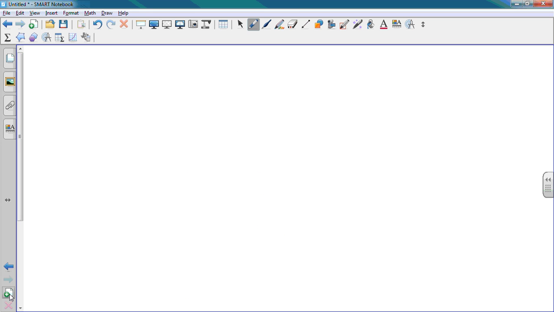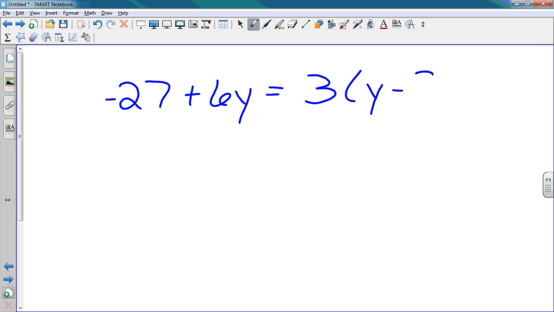So let's do that. Let's do some examples. Suppose I have negative 27 plus 6y equals 3 times y minus 3. Negative 27 plus 6y equals 3 times y minus 3.